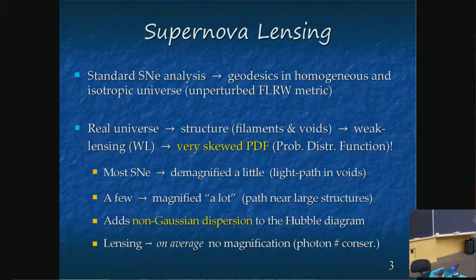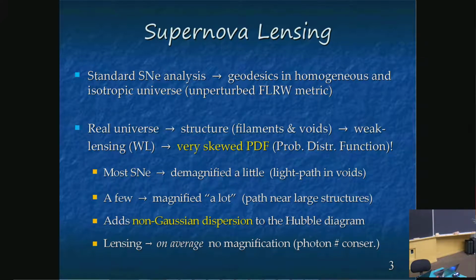What distribution of supernovae will be non-Gaussian? If you just take a bunch of supernovae at a given redshift, the distribution will be non-Gaussian. The histogram will be non-Gaussian, due to lensing alone. It's going to be clear, I'm going to show some plots.